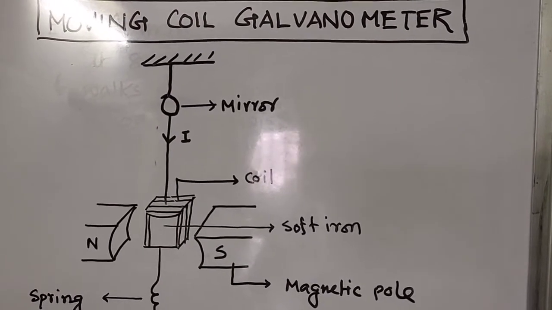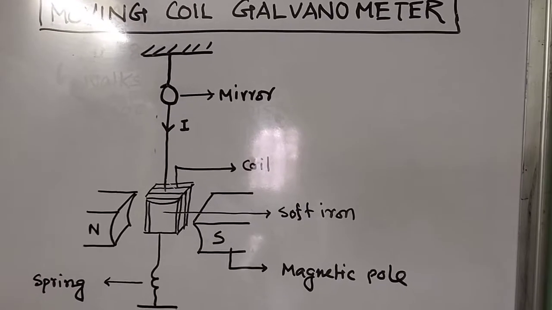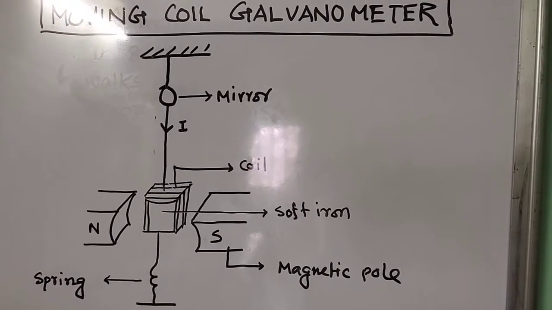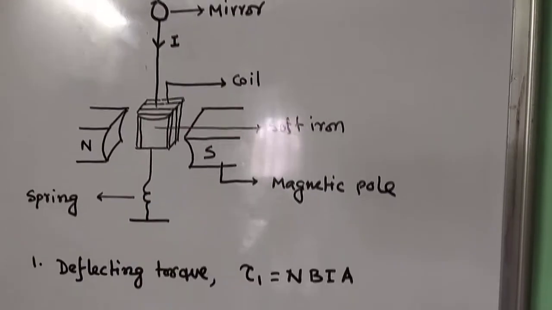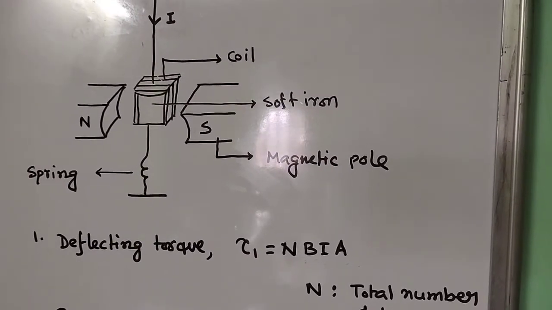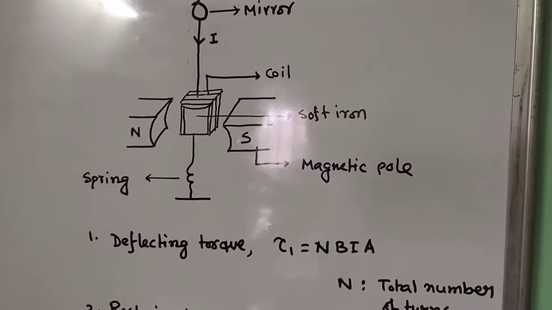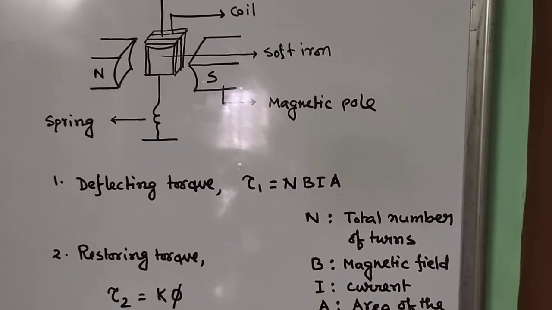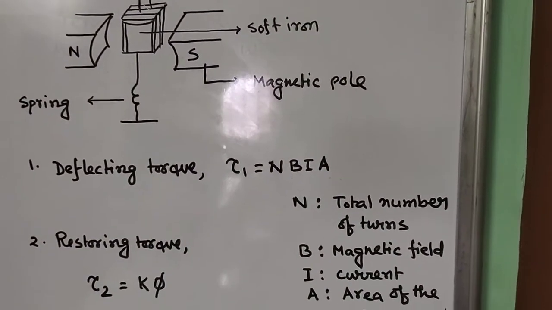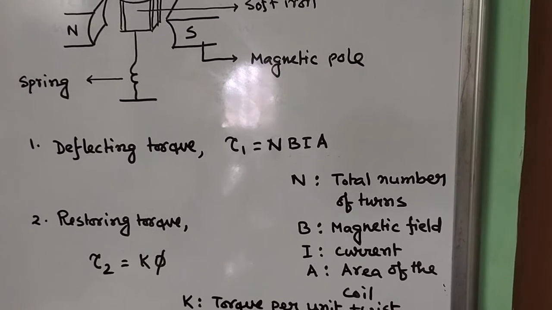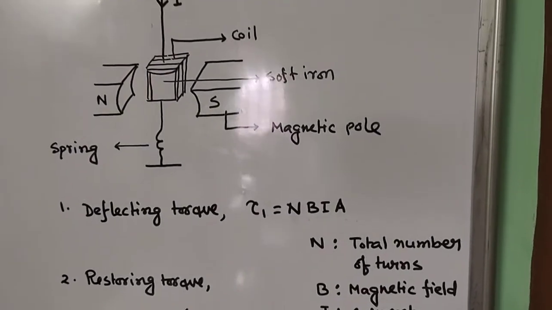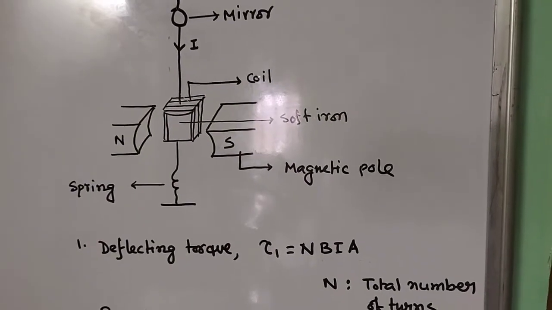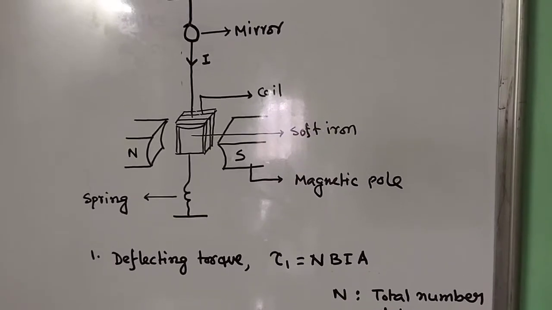Now magnetic field and current, so definitely the coil will experience a torque, and the torque can be defined by NBIA. This is some kind of deflecting torque. N is your total number of turns, B is your magnetic field, I is the current, and A is the area of the coil. Now this is some kind of deflecting torque.